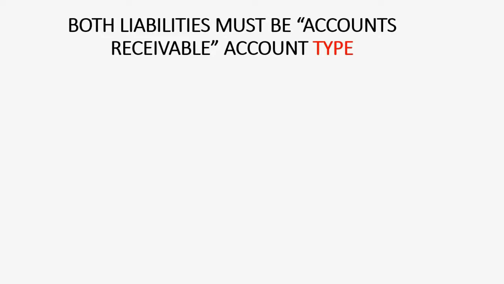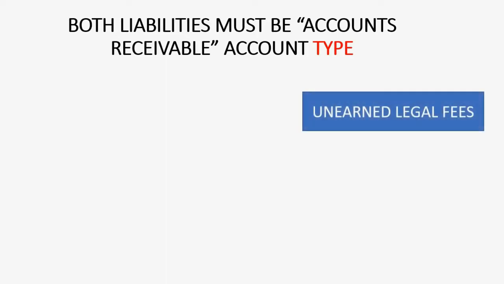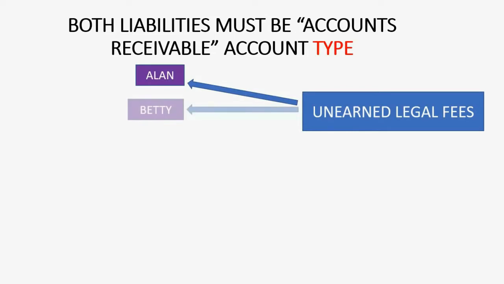Both liabilities must be accounts receivable account type, and we already explained this in prior videos. Unearned legal fees is a liability. It represents the total that we owe to each individual client for future legal services. And in order to track each client's balance separately, we needed to make unearned legal fees an accounts receivable type of account, even though it's a liability.